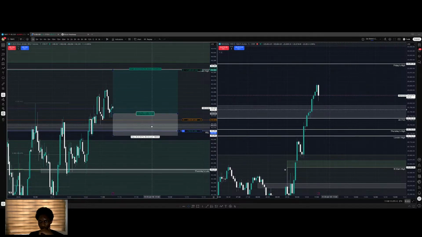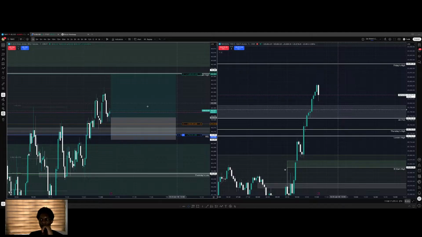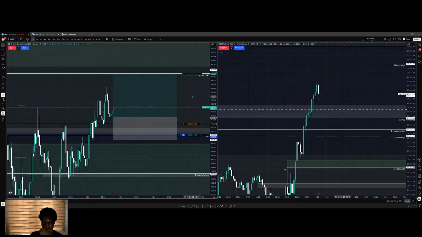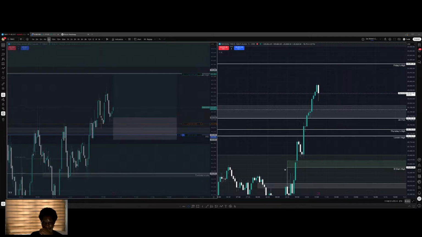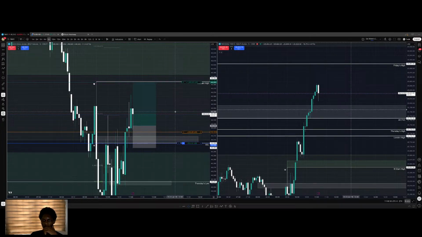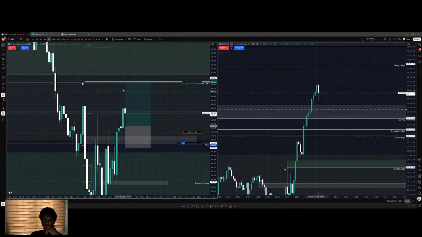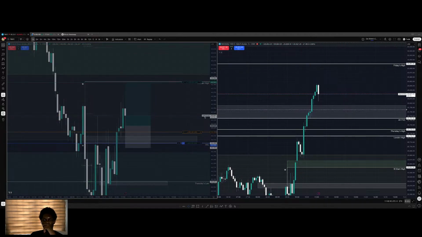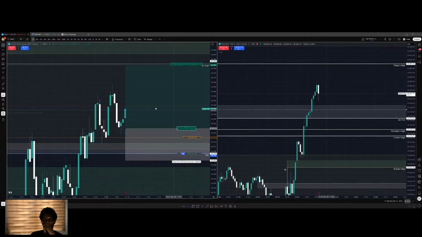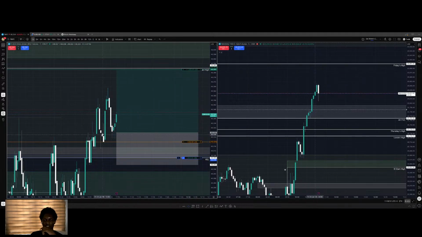We still haven't gotten stopped here, so let's wait. Okay. So we had a 5 minute close above this order block. So price just came, tapped this order block, and we're rejecting it. So rejecting this order block.